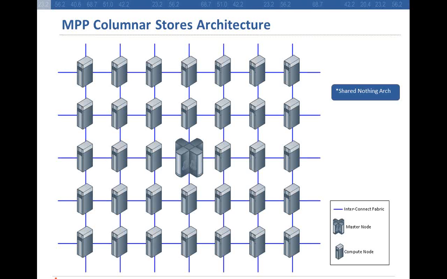Some examples of MPP Columnar Stores include HP Vertica, EMC Greenplum, Paracel Analytic Database from Actian, CalPond, Amazon Redshift, and this is just to name a few. We have Teradata as well. We have IBM Netezza. Microsoft has its own parallel data warehouse, which is also MPP based.